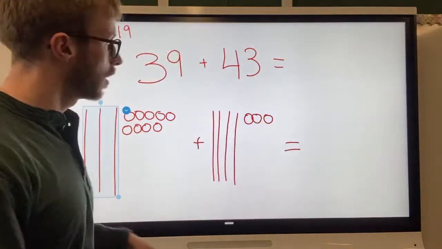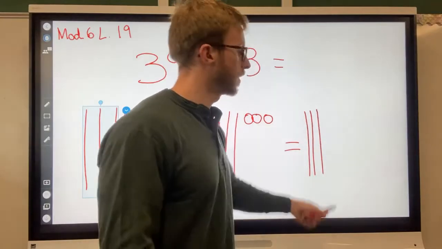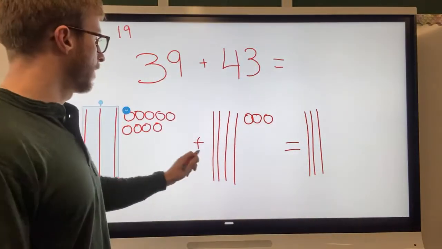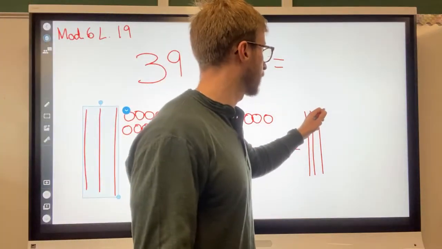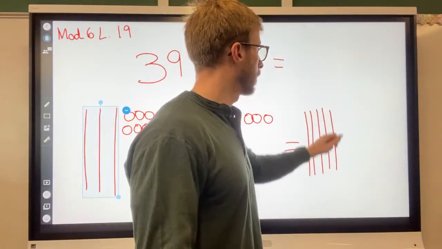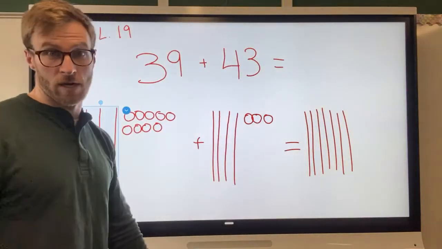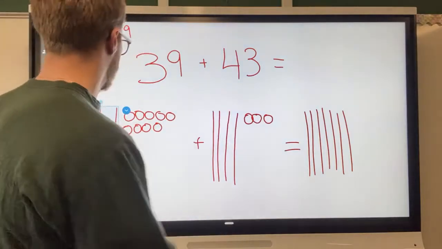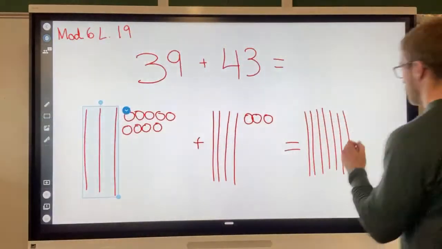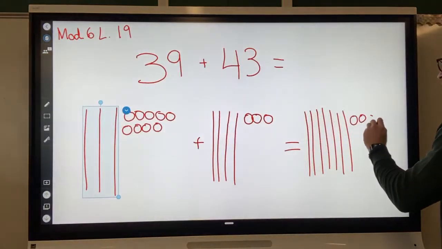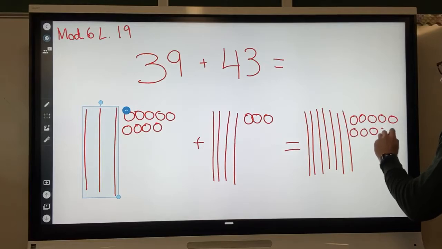So I have 3. I'm going to redraw it over here. 1, 2, 3 tens. 10, 20, 30. Then I have 1, 2, 3, 4 tens here that I need to draw as part of this picture. 10, 20, 30, 40. So there's 4. There's a lot of tens over there now. Okay? It's a lot. Now I have 9 ones. I'm going to draw those 9 ones over here. 1, 2, 3, 4, 5, 6, 7, 8, 9.